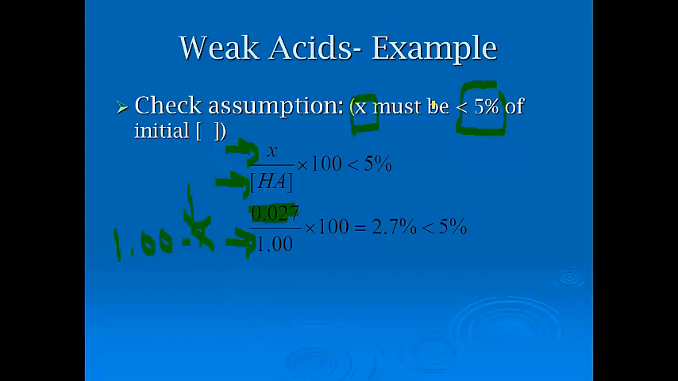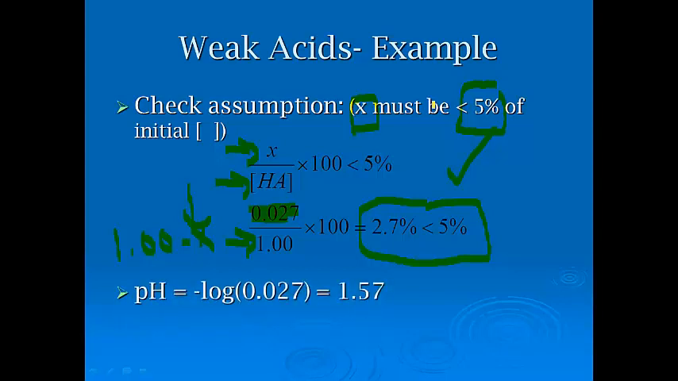We do that math, it comes out to less than 5%. That means the assumption is good. It's not always going to come out this way. Some of our problems won't, but that's how you check the assumption. It's pretty straightforward. Now we've got to find the pH value. So you take that x value, because it was your hydrogen ion concentration, and you get a pH of 1.57, no unit, because we're dealing with pH.